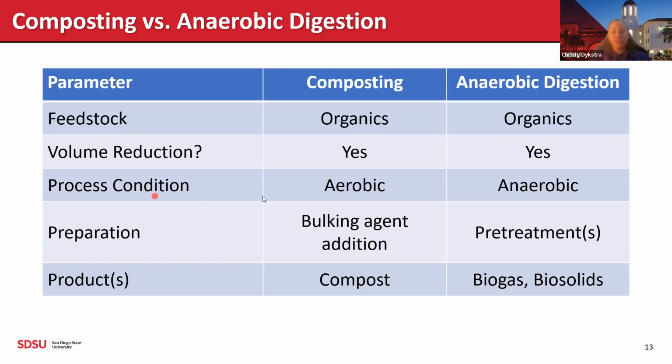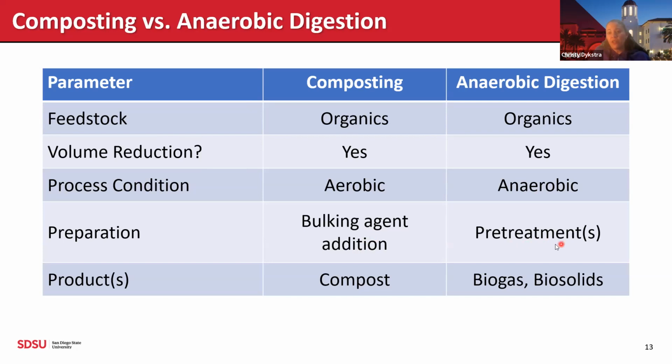Also, the process condition is very different. So we have aerobic conditions, meaning we need to supply oxygen in some form. And then for the anaerobic digester, meaning we need to exclude oxygen and typically all other electron acceptors. For preparation, sometimes in composting we might add a bulking agent ahead of time, just to allow for more moisture to be held in there, maybe to allow for more pore spaces so that we can supply more oxygen and have it be held inside there until it's used. So sometimes you might add a bulking agent to composting.